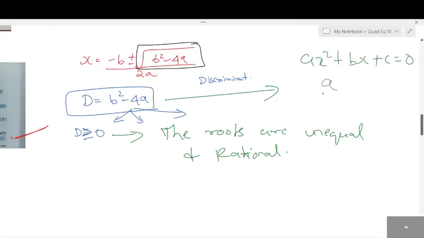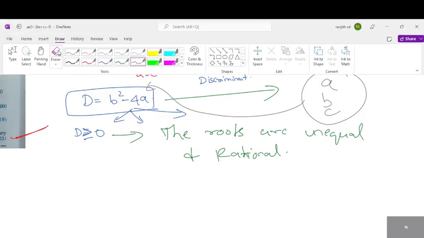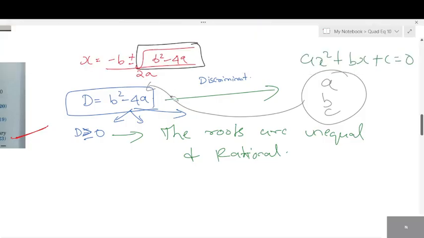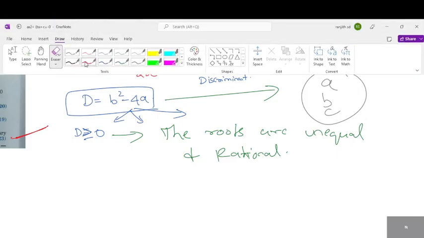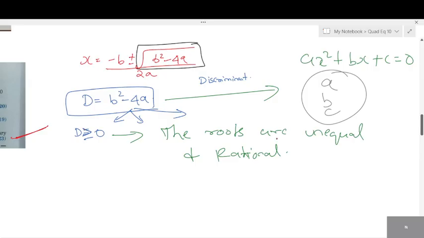From here you take a value, b value, c value, and we substitute here, students. We substitute b and a. Okay, we don't take the c value, just substitute b and a. After substituting this, the value of d, if it is greater than or equal to 0, the roots are unequal and rational. Next one. If d is exactly equal to 0, the roots are equal. Roots are nothing but the answer of x. The roots are equal.